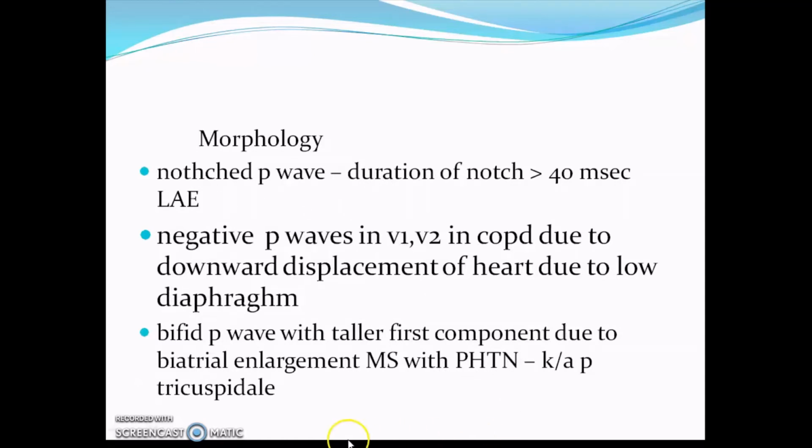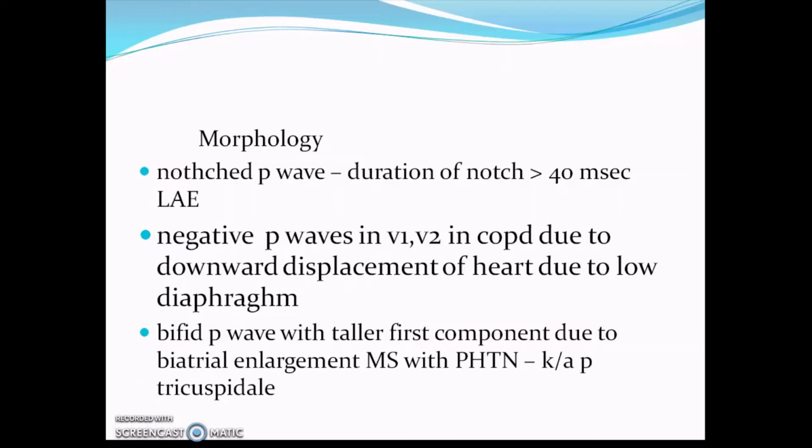Next, coming to the morphology of P waves. Where will you get a notched P wave? A notched P wave means, whenever there is a wide P wave, there will be two notches. The first notch is represented by the right atrium, and the second notch by the left atrium. The duration of the notch, that is between the two peaks, is more than 40 milliseconds. It indicates left atrial enlargement. It is also called camel arm.